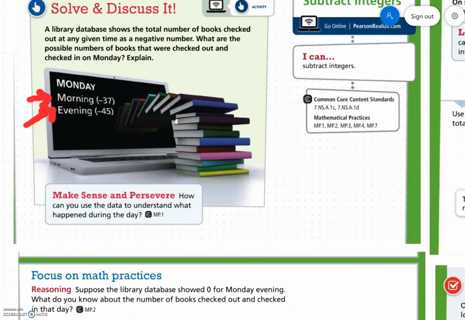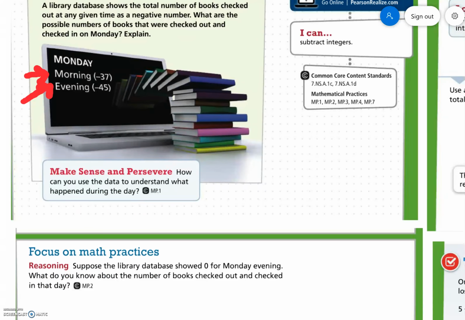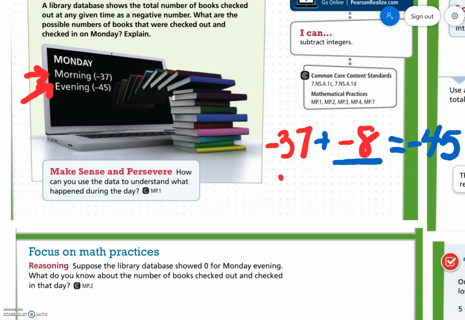Okay, so hopefully many of you shared, and I'm sure there were many different options. If there's somebody watching at home, one option would be that we're starting with negative 37, and something has to happen in order to get to negative 45. Well, if no books were brought back, that means that more books had to be checked out. Well, how do you go from 37 to 45? It is by 8. So that means if 8 books were checked out.